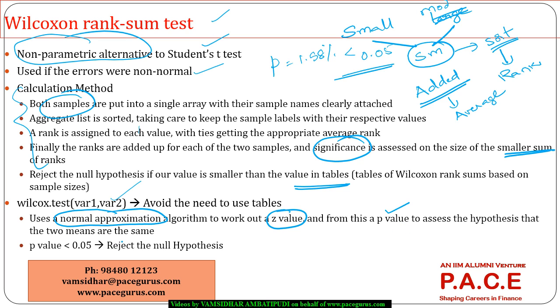So the probability with which I can say that the means of both the groups are the same is 1.58%, which is less than 0.05. So I can very well take my decision in favor of rejecting the null hypothesis and taking the decision in favor of the alternate hypothesis. So that's how we will work with the Wilcoxon rank sum test. All right.